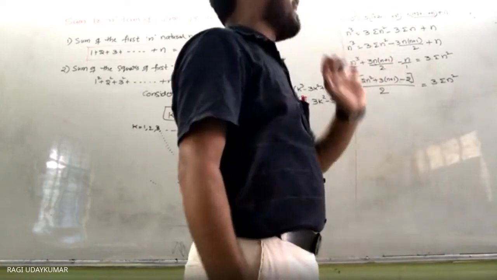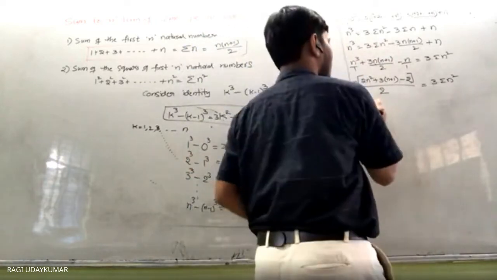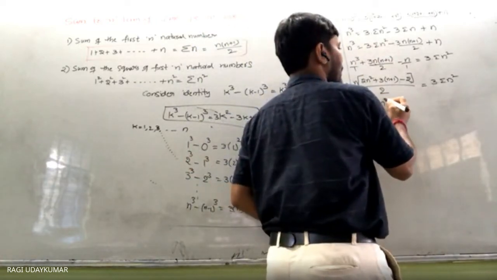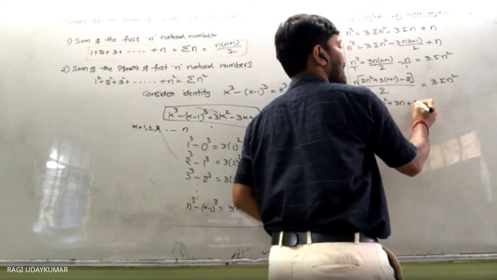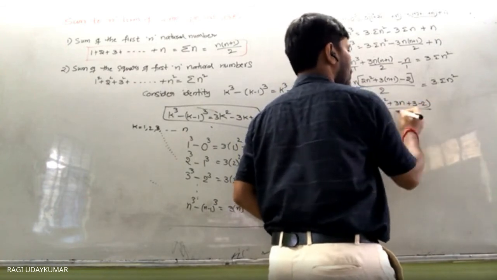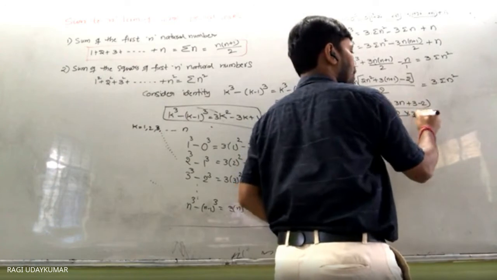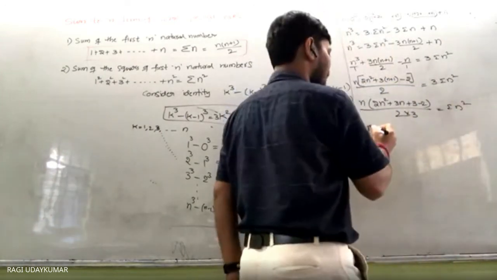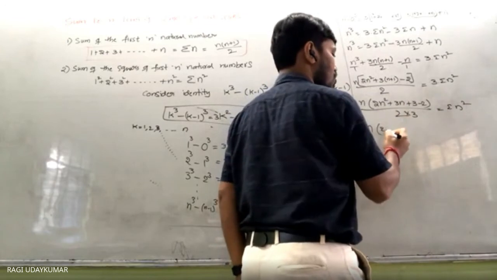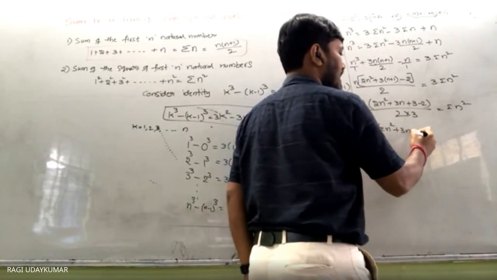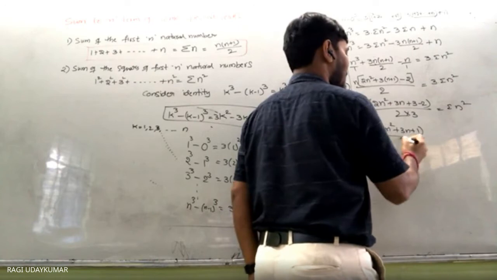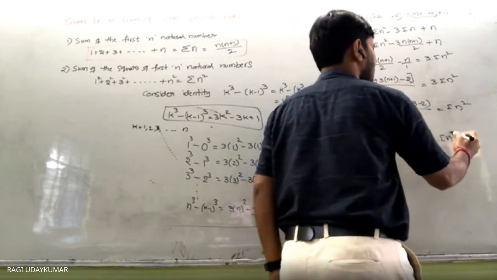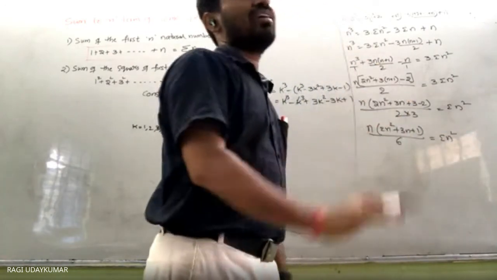Just simplify this. So what do you get here? n into (2n square plus 3n plus 3 minus 2) by 2. Bring this 3 over here as well, so we get sigma n square. So n into (2n square plus 3n plus 1) by 6 is equal to sigma n square. This is the sigma n square value.